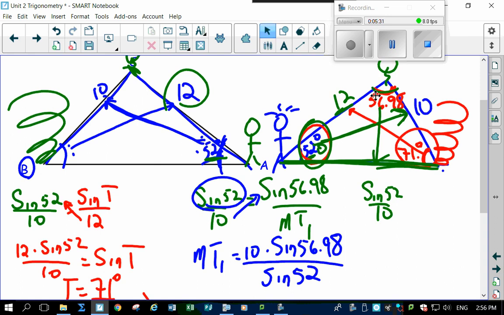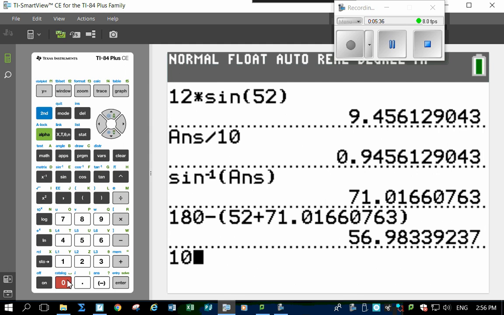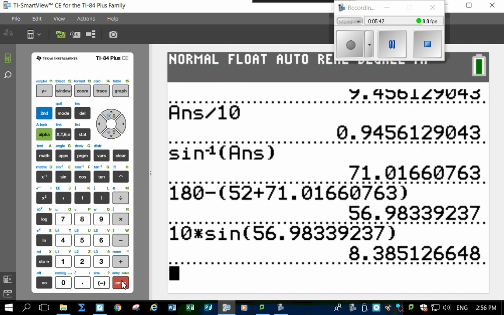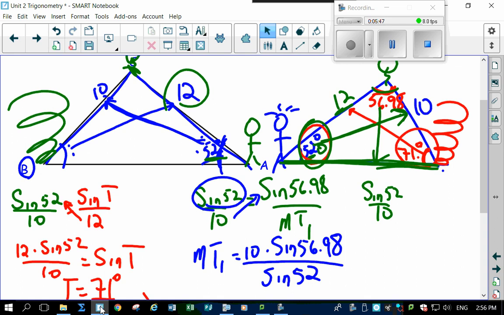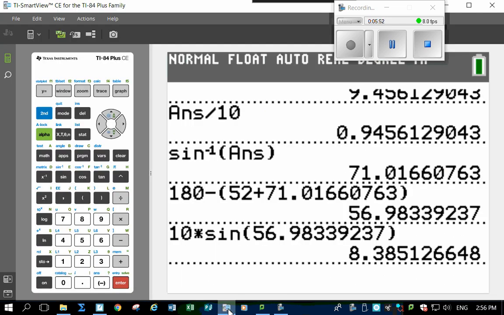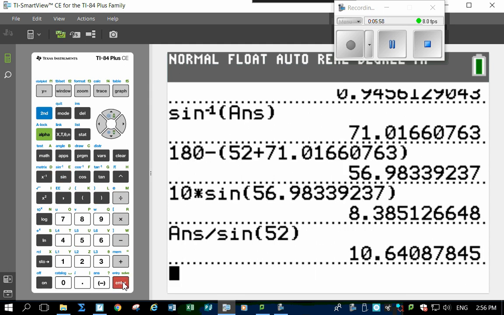Okay, so here we go. Let's do it. Calculator. All right, 10 times the sine. I got it right here. Perfect. Enter. Divided by, what was it again? Divided by the sine of 52. Oh, okay. Divided by sine 52. And guess what? Boom. I get 10.64. That's the first distance, 10.64.